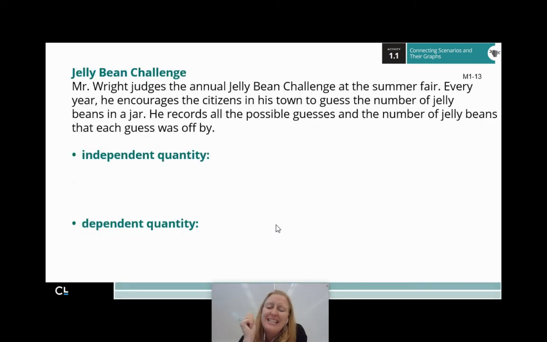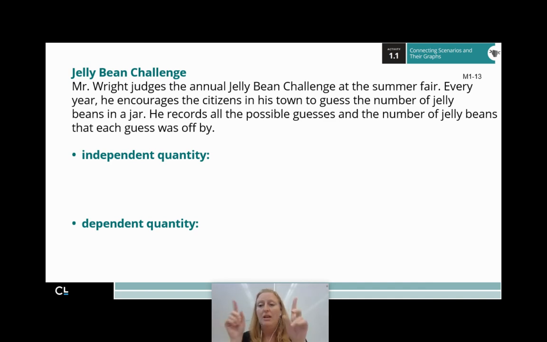Last scenario, we're almost there. The jelly bean challenge. Oh, I got to get back to where I can see what I'm doing. There we go. Mr. Wright judges the annual Jelly Bean Challenge at the summer fair. Every year, he encourages the citizens in his town to guess the number of jelly beans in a jar. He records all the possible guesses and the number of jelly beans that each guess was off by. So not how many jelly beans they guessed. He judges it by how much they were off.